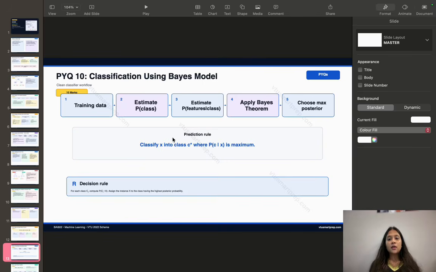Next, how is it going to do the prediction rule? There is a formula: classify x into class c star, c raised to the star, where P of c given x is maximum. This is the prediction rule which you have to remember for classification. It is going to classify using this prediction rule. So this is how you have to write the steps and formula.